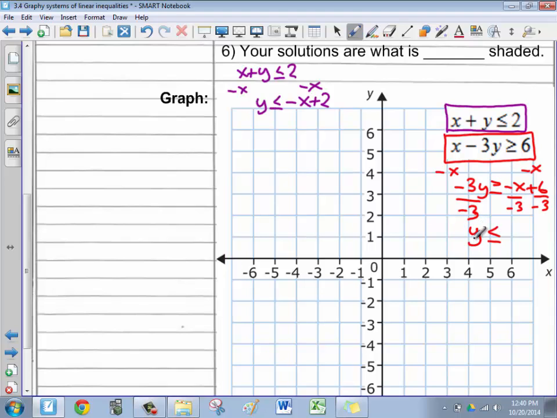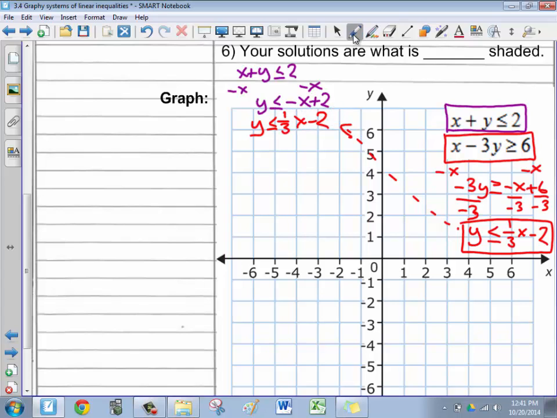I got y, negative divided by negative is a positive, and this is kind of the same as 1/3 x. And 6 divided by negative 3 is negative 2. So that's my other equation right there. So I got my two equations going for me. I got y is less than or equal to 1/3 x minus 2.